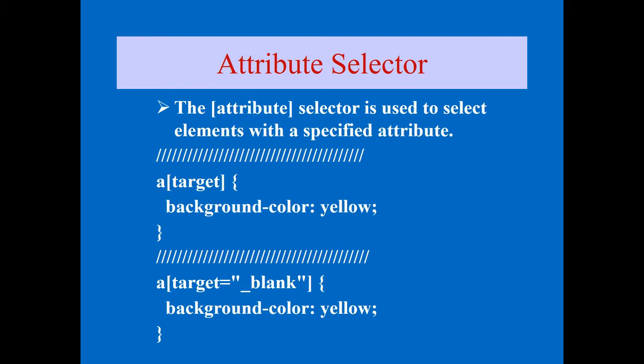Now you see here one small syntax. First of all, for a class you write a dot, for an ID a hash, and here for the attribute selector you write a, then the square bracket, then target, which is the attribute here. Whenever you write the anchor tag with target, then we can change the properties. Background color will become yellow. So you see here: a, bracket, target, close the bracket, start curly bracket, background-color yellow, and so on.